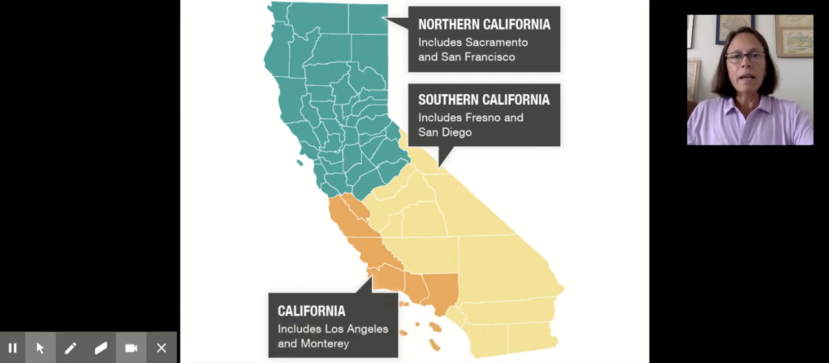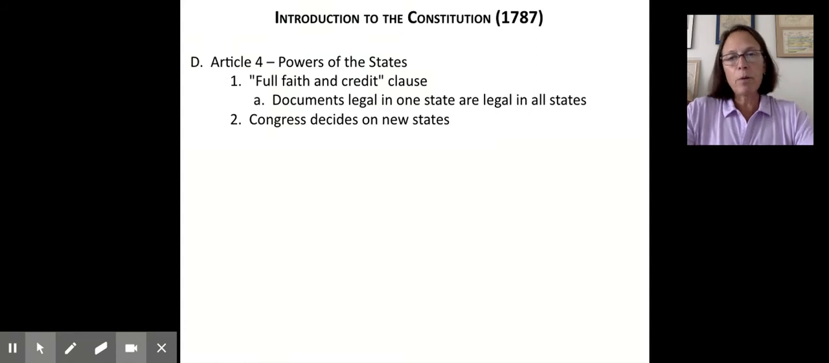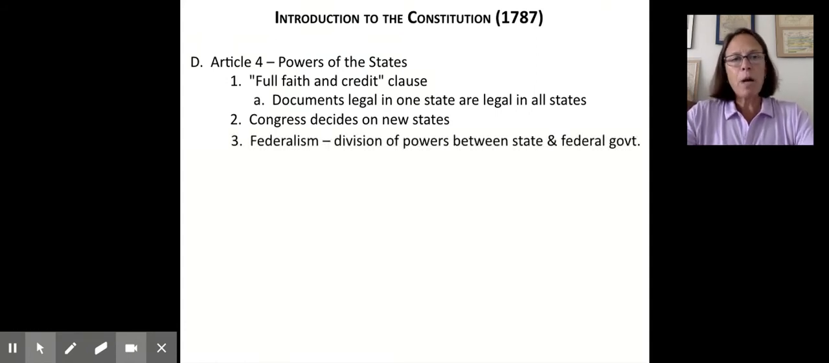So next, in terms of the final part of the powers of the states, is federalism. What is a division of power between a state government and the federal government? And I have a Venn diagram to show you.